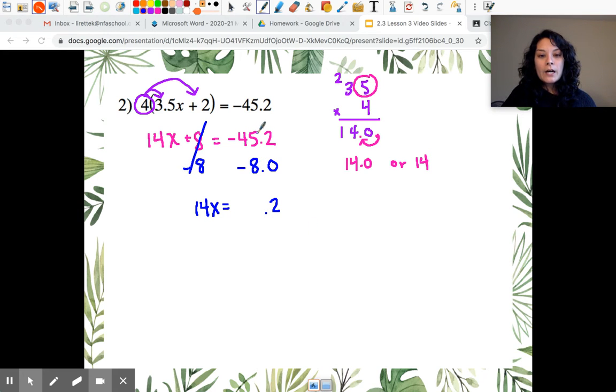8 plus 5 is going to give me 9, 10, 11, 12, 13. It's going to give me 13, carry the 1. 4 plus 1 is going to give me 5, and then they're both negative, so I match the negative here. And then the next thing I need to do is divide both sides by 14.